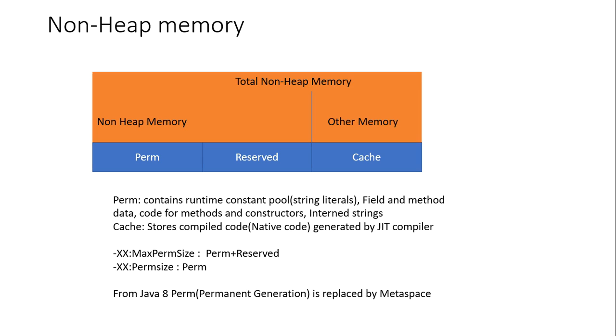Next we'll go to non-heap memory. Non-heap memory is another building block of the Java memory model. All the objects that are not stored in the heap memory will be stored here. Your non-heap memory is divided into two parts: one is pure non-heap memory, and the other is cache memory. Non-heap memory contains the permanent generation space and a reserved space.